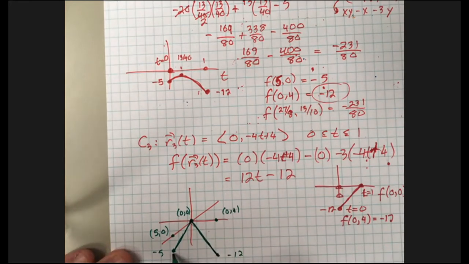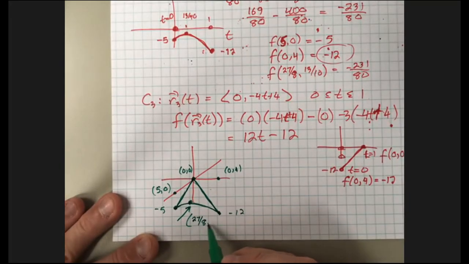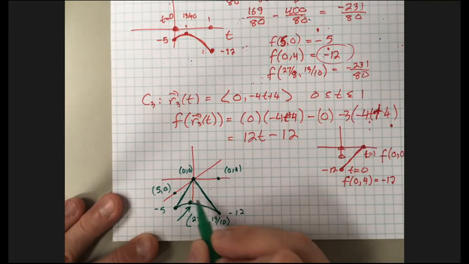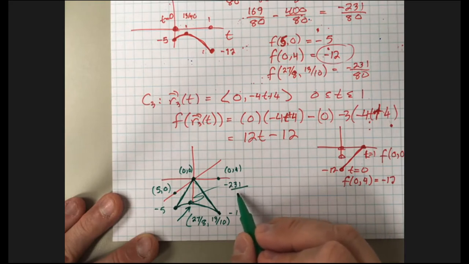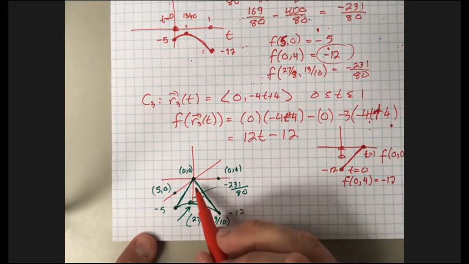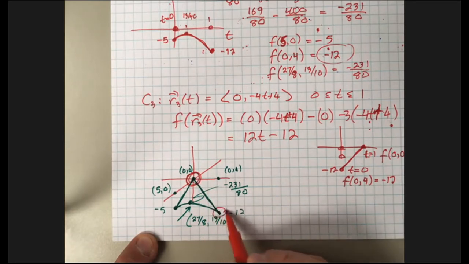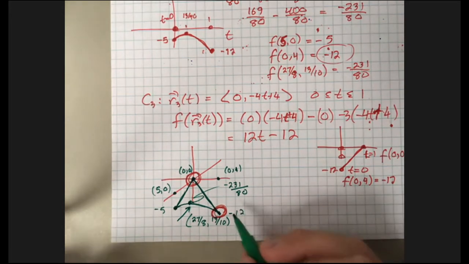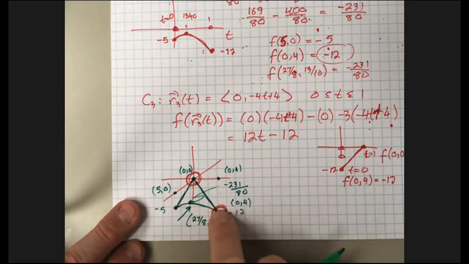But on this edge of the surface, I had a parabola cut. And I had a relatively high point right there at 27 eighths and 13 tenths. And that high value was minus 231 over 80. So what do I got for my absolute highest and lowest? It looks like the absolute highest is at 0, 0, when I touch height 0. It looks like my absolute lowest is at 0, 4 when I touch minus 12. And this is just a triangular shard of metal.